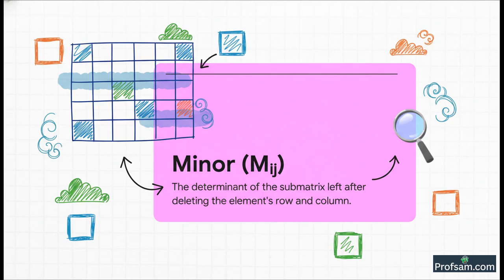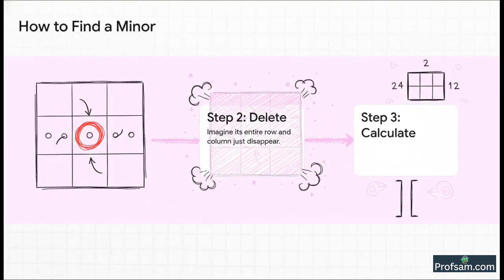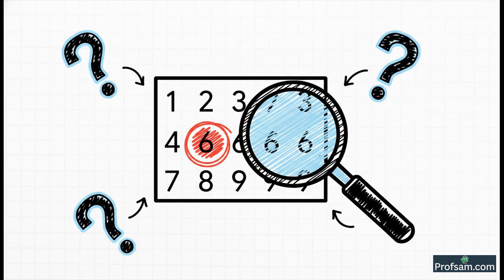Let me just show you. It's really just a simple three-step process. First, you pick any element in the matrix, any one you want. Second, you just imagine that its entire row and its entire column just poof, they're gone. And third, you just find the determinant of that smaller little matrix that's left behind. That number you get, that's the minor. That's all it is. Let's make this crystal clear with an example straight from your textbook.